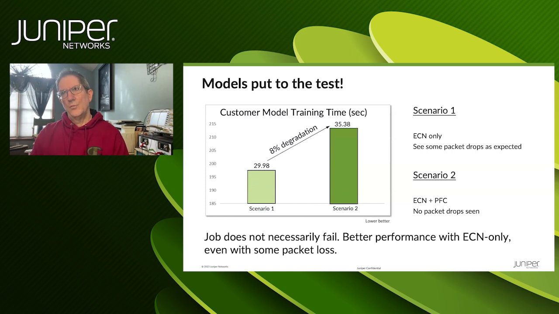Now, it's a common, I'll say, trope that any sort of loss in an RDMA network will cause the job to fail. You cannot have any loss. And that is absolutely not true. RDMA has loss recovery mechanisms. But we were surprised to see that even with a little bit of loss, those recovery mechanisms allowed the job to complete faster than with lossless. So we said, let's try another one.